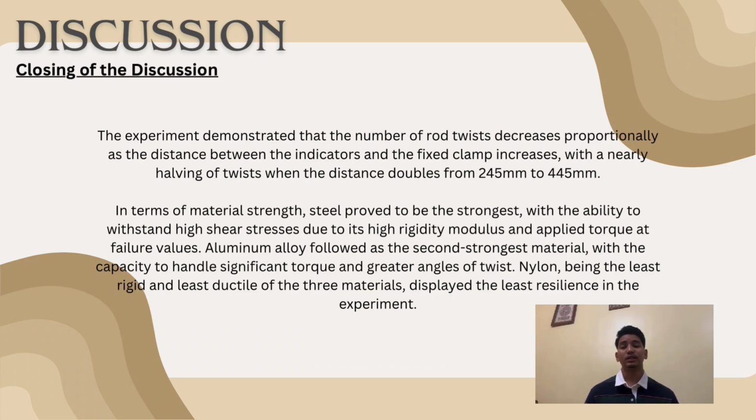Then we can conclude that steel is the strongest material available and can withstand higher shear stress than the other two materials, thanks to its high rigidity modulus and applied torque at failure values. Among the three materials, aluminum alloy came in second place because it can withstand more ply and shear torque than nylon, but not as much torque as steel. Due to a material quality known as ductility, it can withstand a greater angle of twist. The least rigid nylon rod demonstrates nylon's least ductile nature.